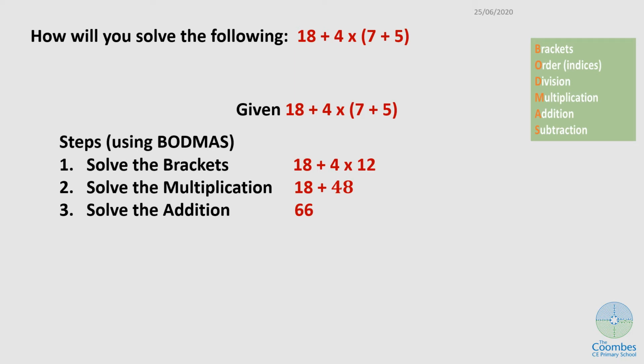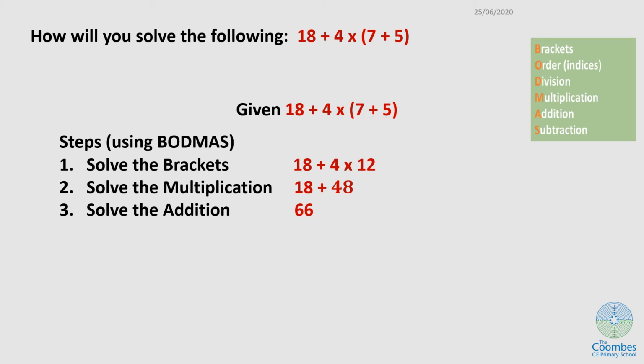How will you solve this second problem? 18 plus 4 times, in brackets, 7 plus 5. So if we use our acronym here, let me just rewrite the problem closer here. First, our step is to use BODMAS. Now, the B stands for brackets. I will look at the equation and ask myself, are there brackets? Yes, I've got brackets here. So I will only solve what is inside the brackets.